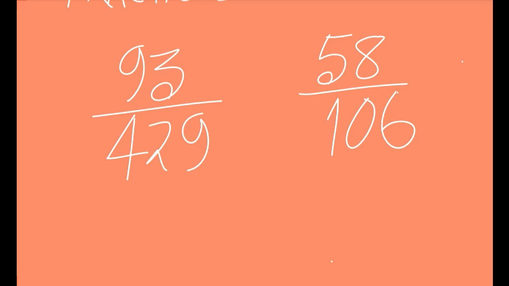Now this 58 and 106, if you notice, it is quite natural that 58 by 106 will be equal to half. Why will 58 by 106 be equal to half? Not equal to, it's approximately equal to, because 58's double is 116. Alright, 58's double is 116. So it is very close to half.